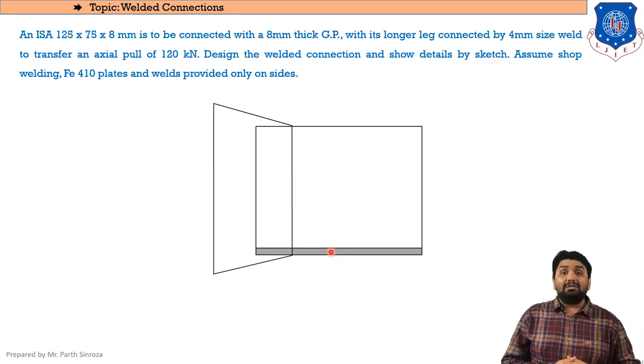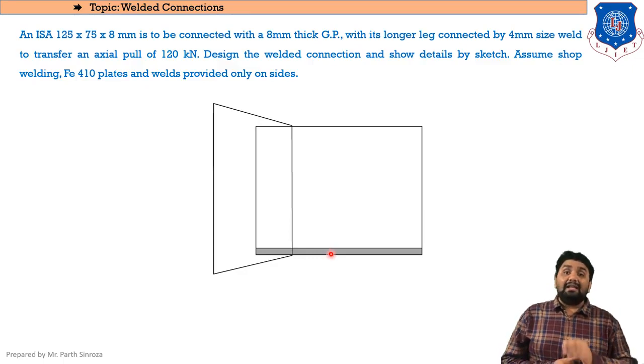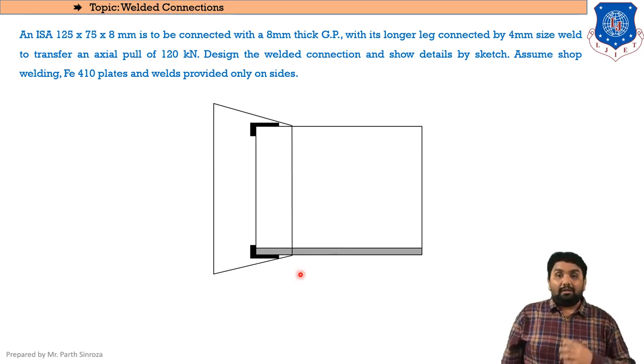Again, why? Because the axial pull is applied at its CG, and the CG of a rectangular plate always lies at its center point or midpoint. Clear? Here we are dealing with an angle section, and the CG of an angle section is never at its midpoint, or you can say never at its b by 2 length or d by 2 length.